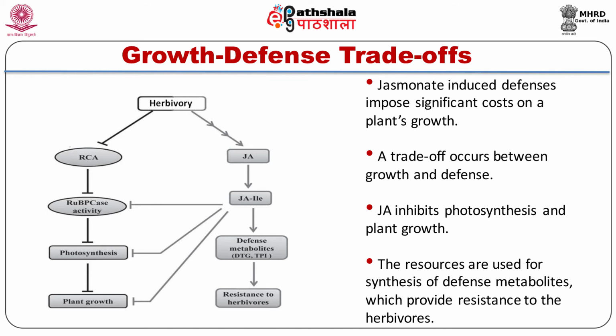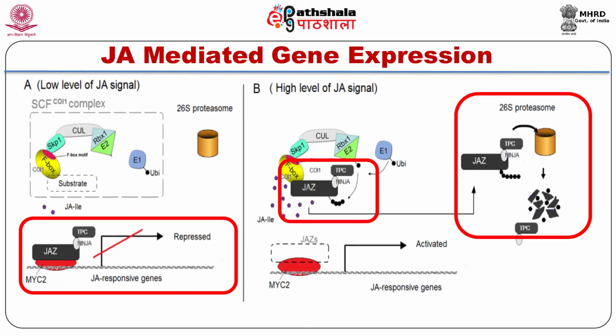Jasmonate-induced defenses impose significant costs on plant growth. Jasmonates inhibit photosynthesis and plant growth. The resources are used for the synthesis of defense metabolites, which provide resistance to herbivores. Now, we will see the mechanism by which jasmonates regulate gene expression.